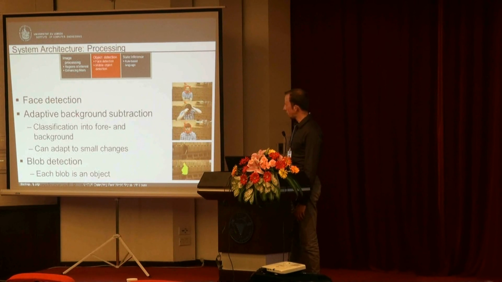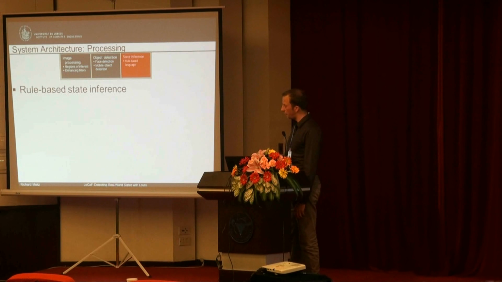Afterwards, we have a block detection, where, for example, this guy down there is detected as one block, and these blocks are our objects. So here we have one object in the scenario. This information, the number of objects, the number of blocks, and also the area they cover in each region, is given to the next step, which is the state inference.